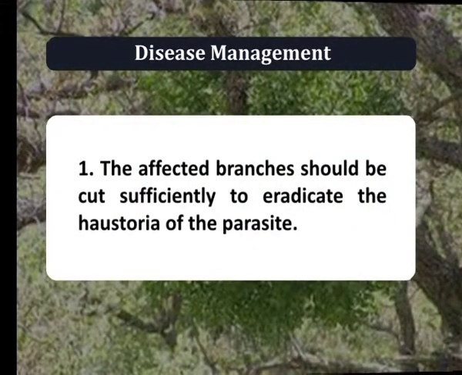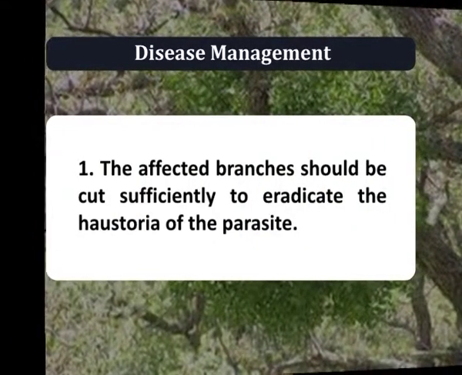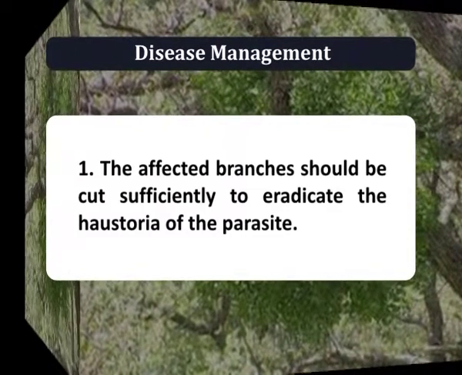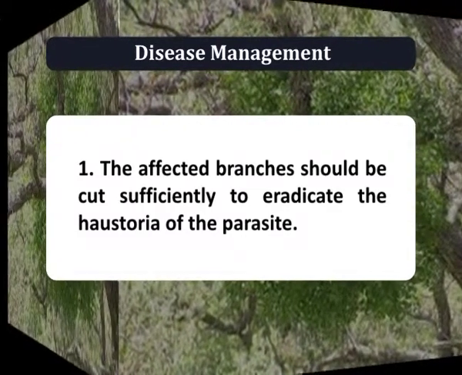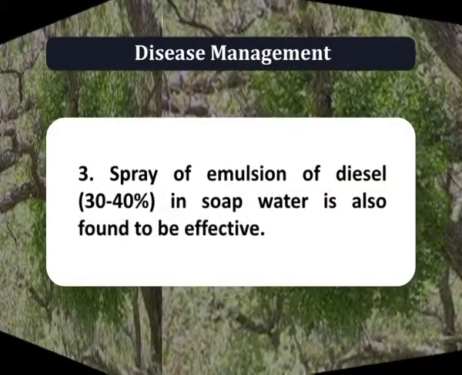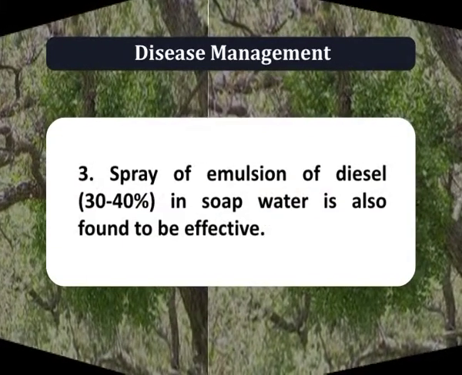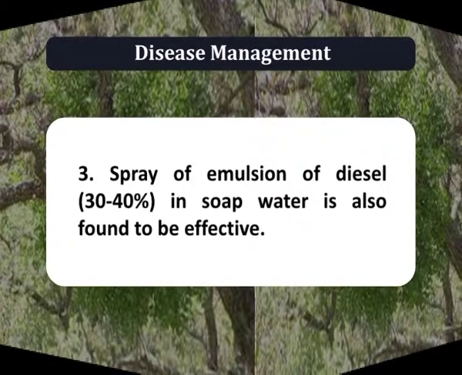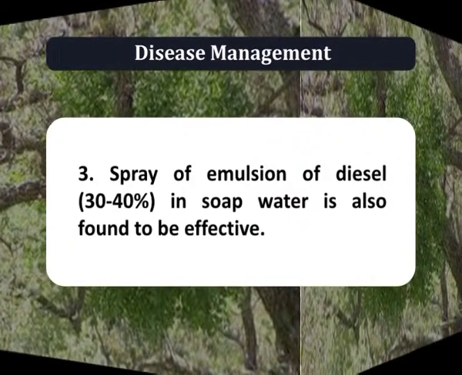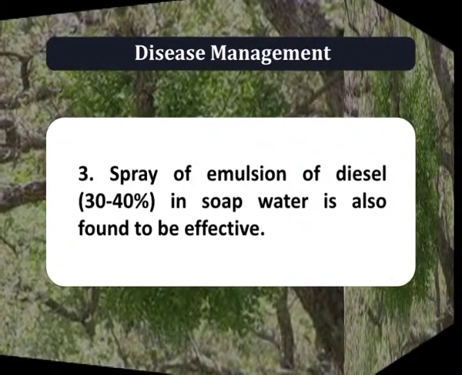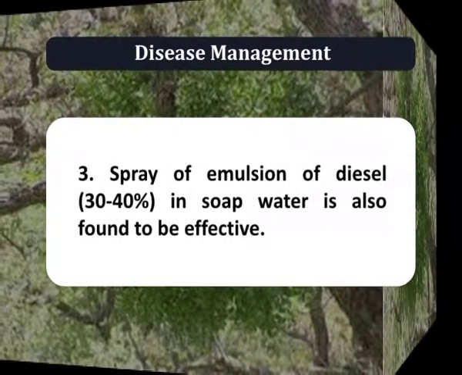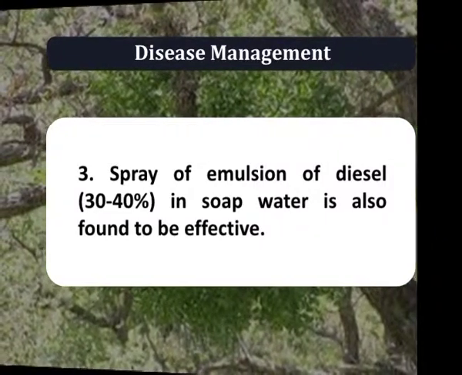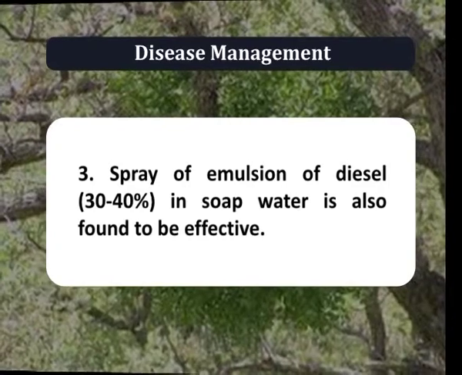Now coming to the management of these parasites. The affected branches should be cut sufficiently to eradicate the haustoria of the parasite. Spray of emulsion of diesel at the rate 30 to 40% in soap water is also found to be effective. So these are all the important diseases of guava.